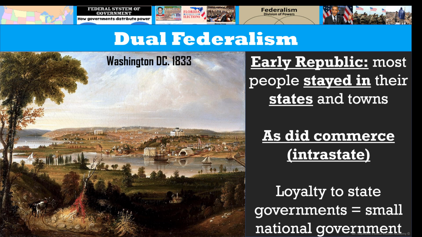In early U.S. history, dual federalism was widely accepted, as most people rarely left their states. And while a small percentage of the population was involved in interstate and even global commerce, the vast majority of business was done at the local level. So people were logically tied to their state or local government.